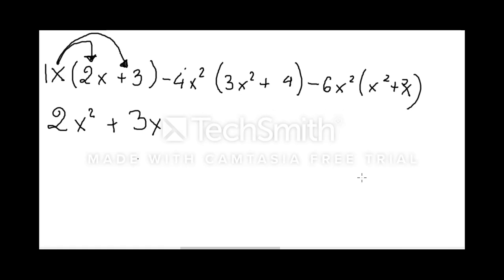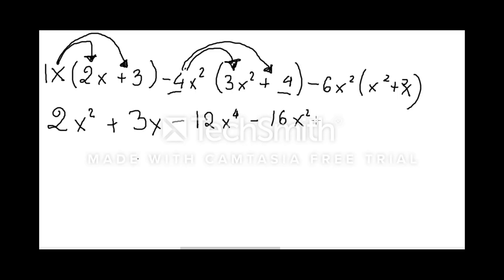Move on to my next term. So I'm multiplying negative 4x squared by everything. Well, this is positive 3, so a negative times a positive is a negative. So negative 4 multiplied by 3 is negative 12, and x squared times x squared is x to the fourth. Then moving on to the next term. Same thing, negative 4 multiplied by positive 4 is negative 16, and then attach the x squared to the negative 16.